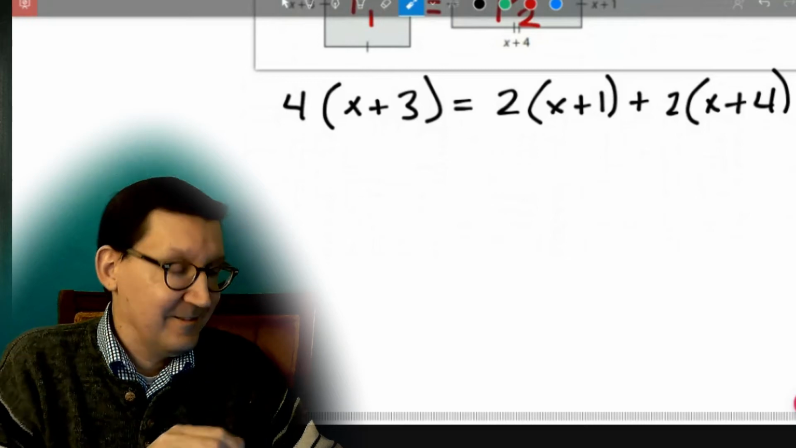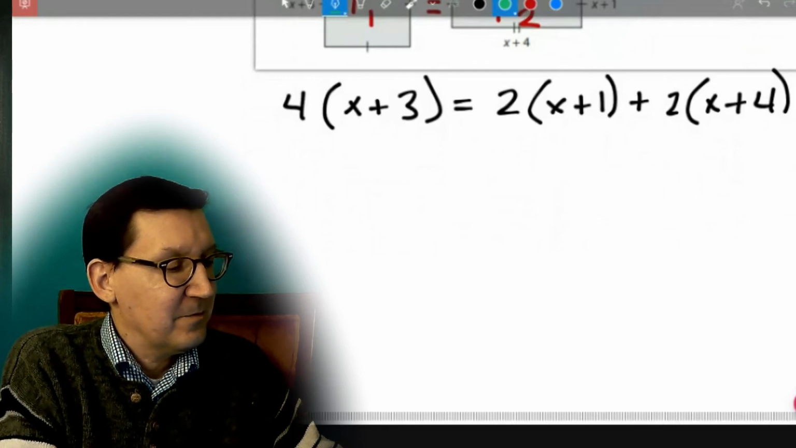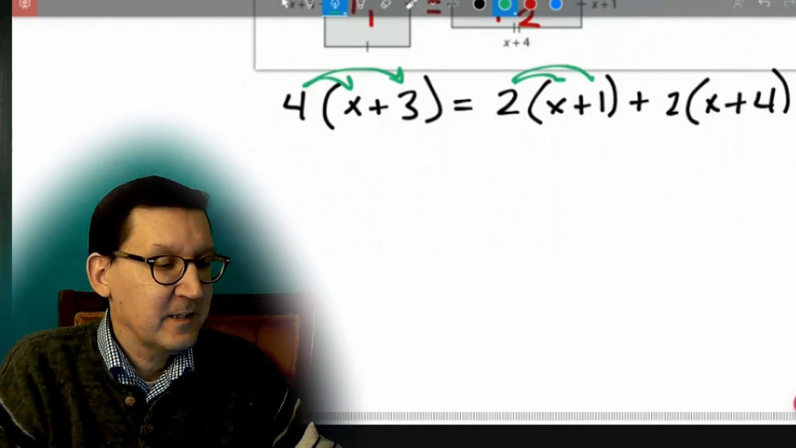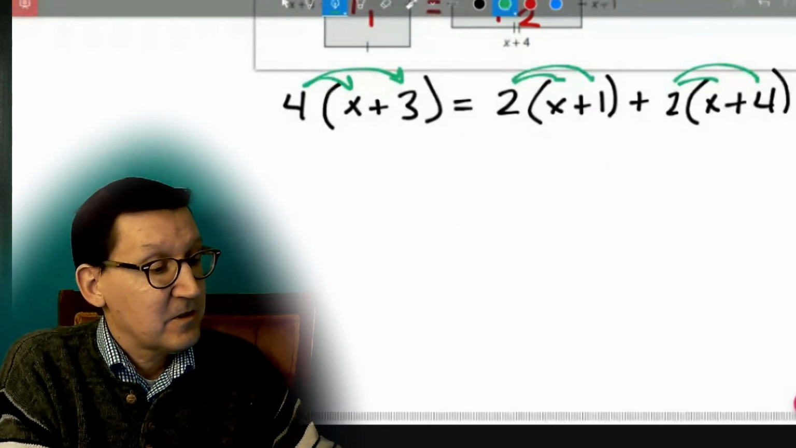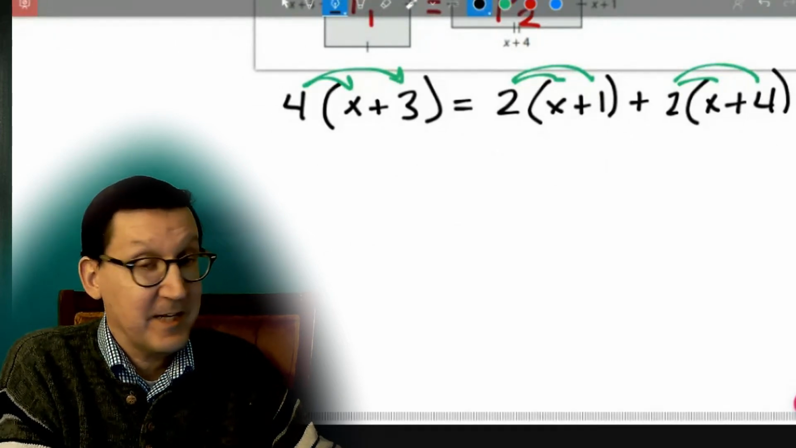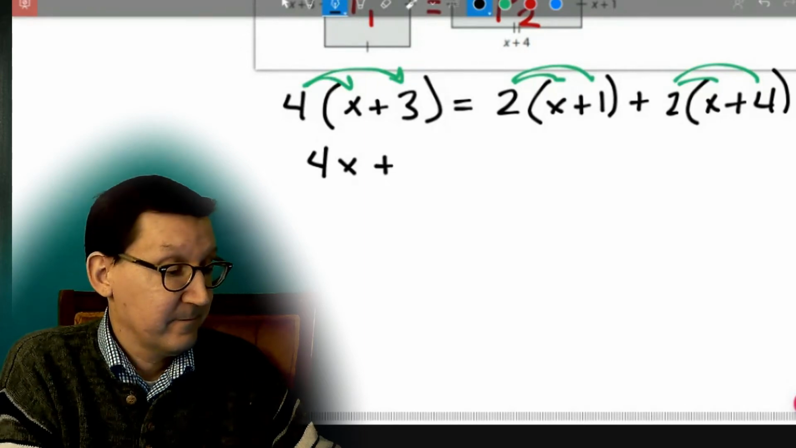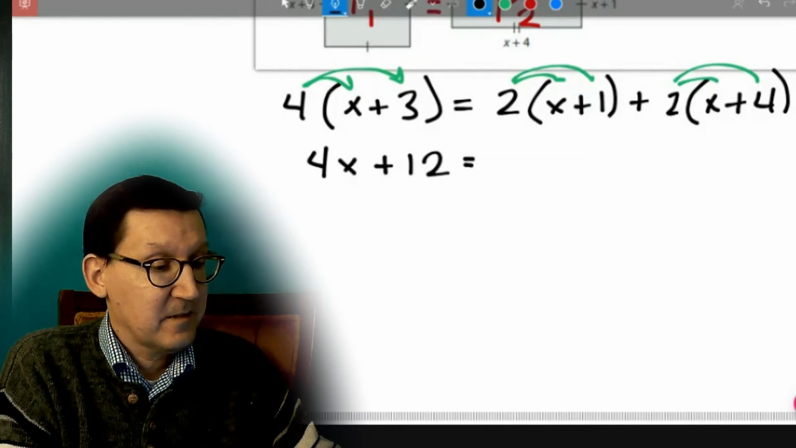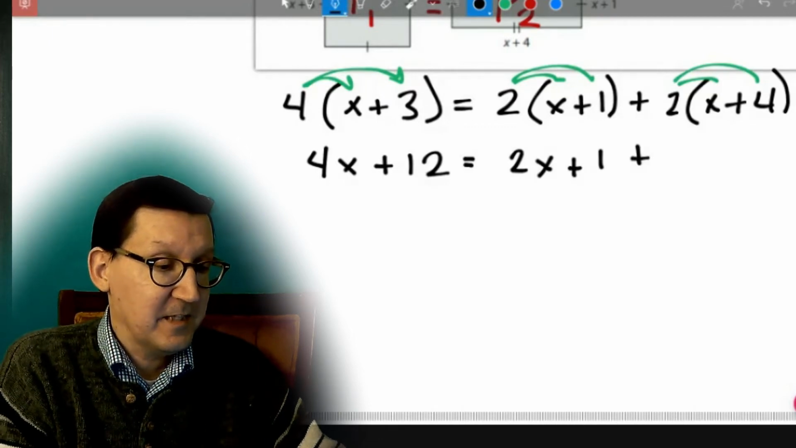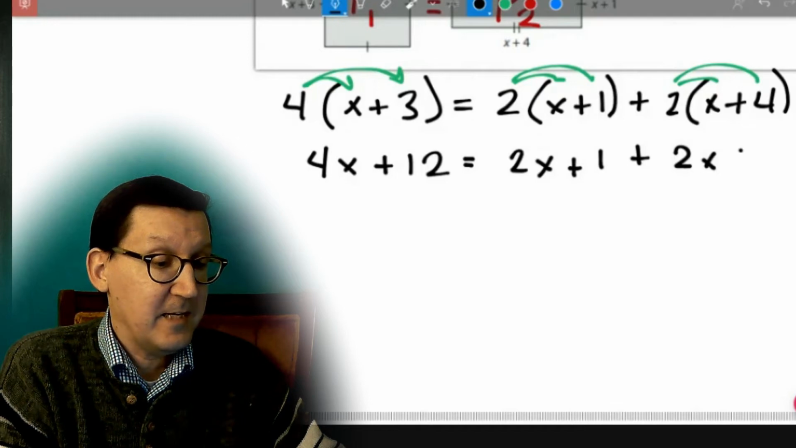Okay, welcome back. Let's take a look at it. Now, as I'm sure you've noticed, it's an awful lot of distribution for this one, right? We got to distribute the first one, distribute the second one, distribute the third one, and then after we do that, there's a whole bunch of terms that are added together, so we can start combining terms then. So 4x plus 3, well, 4 times x is 4x, plus 4 times 3 is 12. 4x plus 12. 2 times x is 2x. 2 times positive 1 is positive 2. Plus 2 times x again is 2x. And 2 times positive 4 is positive 8.